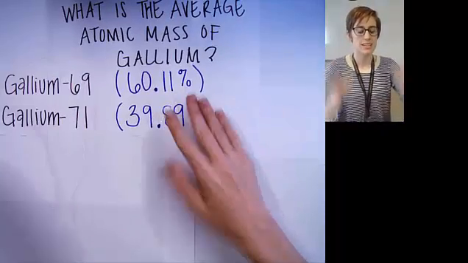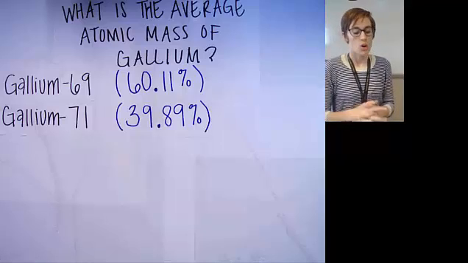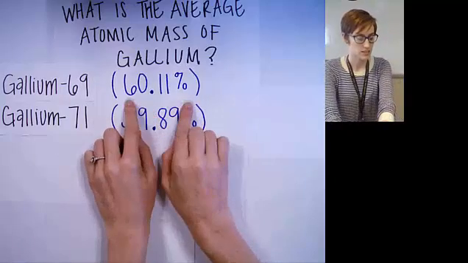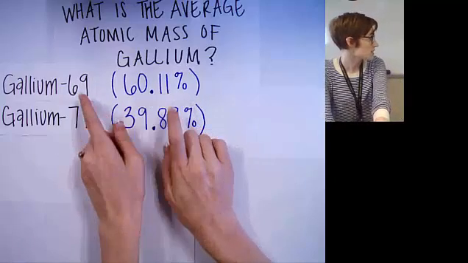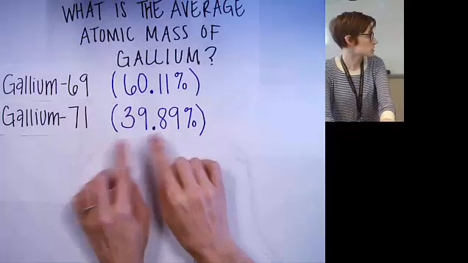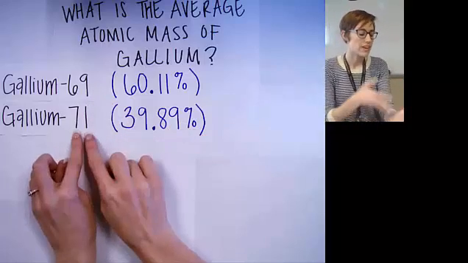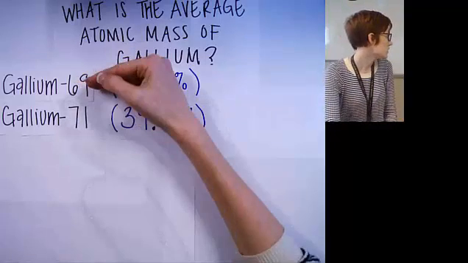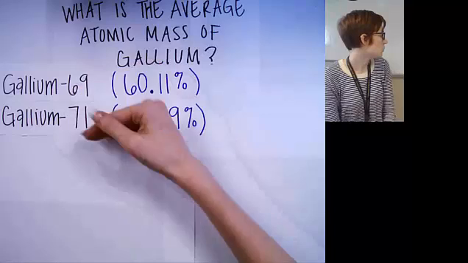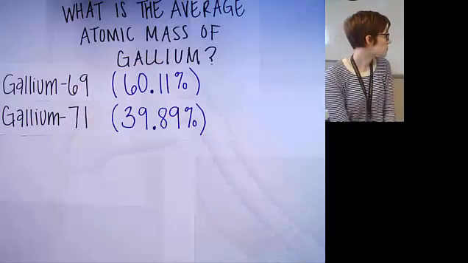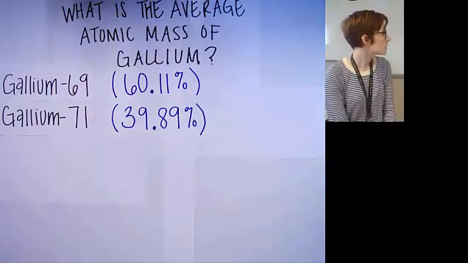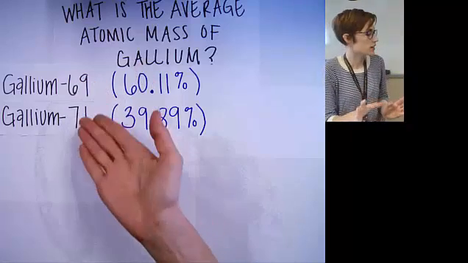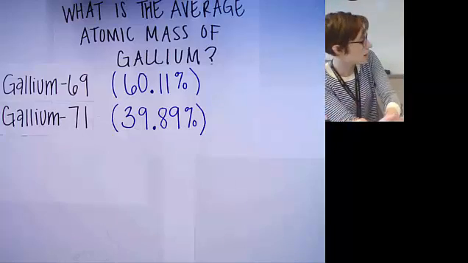It's asking me to find the average mass. Well, before you get started, I want us to notice that 60% of all the atoms weigh 69, and only about 40% weigh 71. So what do you think the average is going to be closer to? Do you think it'll be closer to gallium-69, or closer to gallium-71? 69. Why? Because more of the atoms are that weight. Yes. So the average should tend to lean that way.